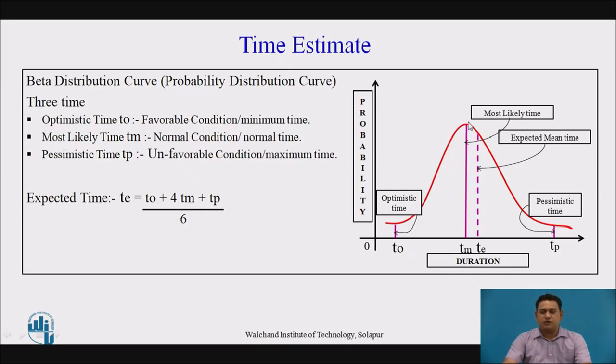This is a beta distribution curve, also known as a probability distribution curve. Here it is the optimistic time. This is the most likely time of the activity, and this is the pessimistic time of the activity. When we see this curve, the most likely time is closer to the expected mean time. This is the beta distribution curve which is used to define the times of each activity.